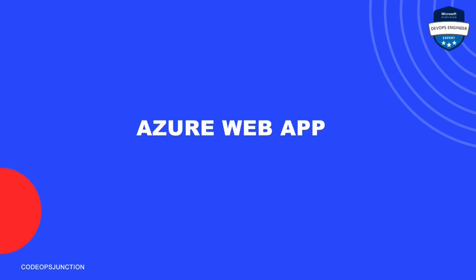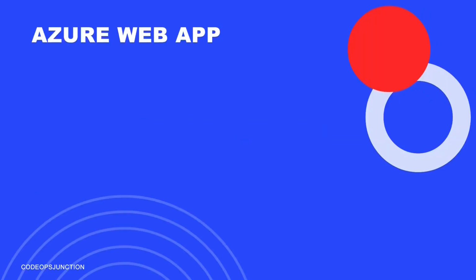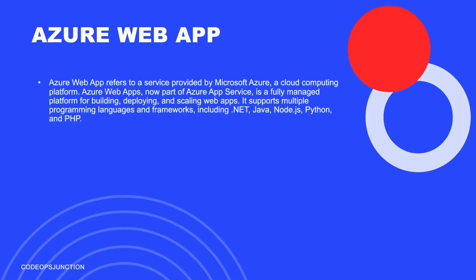Let's move ahead. Now we will see what is Azure Web App and how to create it in Azure. First we will see the definition. Azure Web App refers to a service provided by Microsoft Azure, a cloud computing platform. Azure Web Apps, now part of Azure App Service, is a fully managed platform for building, deploying and scaling applications. It supports multiple languages and frameworks including .NET, Java, Node.js, Python and PHP. So it is like a ready-made cloud computing platform which can host your applications very easily.